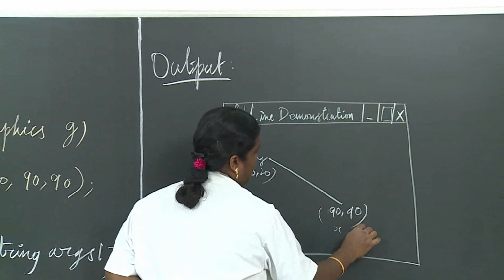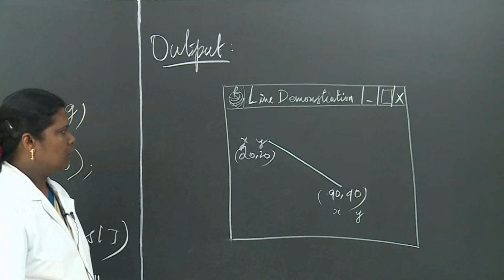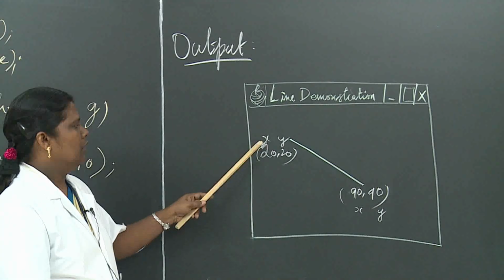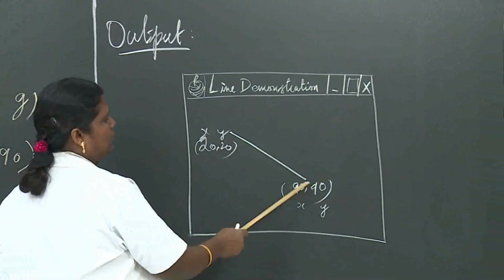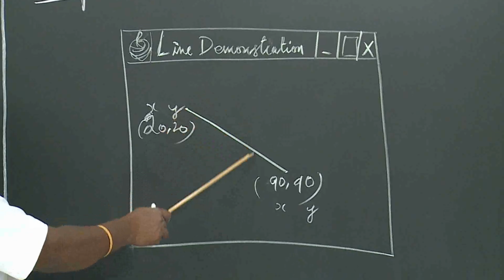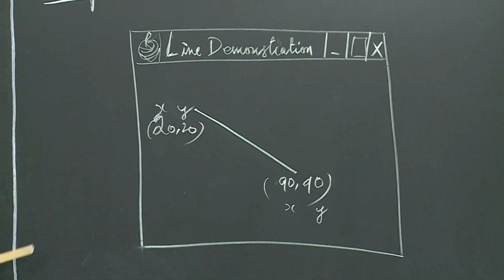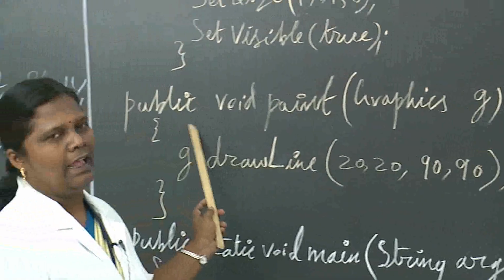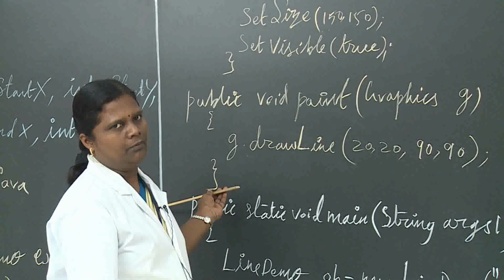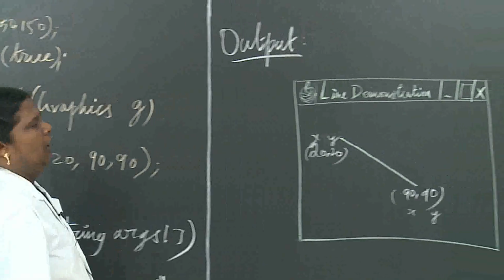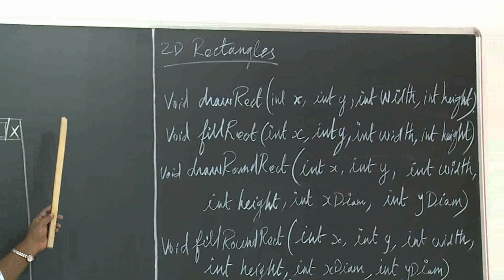So x coordinate and y coordinate. Here, from the starting point to the ending point, the pixels are enabled by this frame. So this is how the 2D line was created with the Java program. In the same way, we can create 2D rectangles.